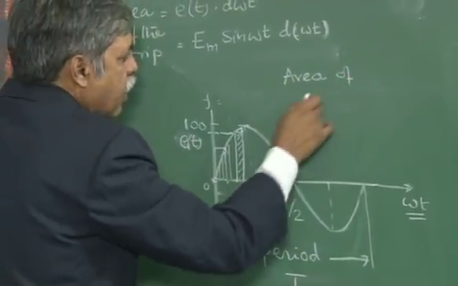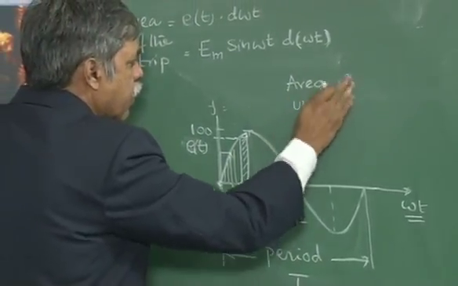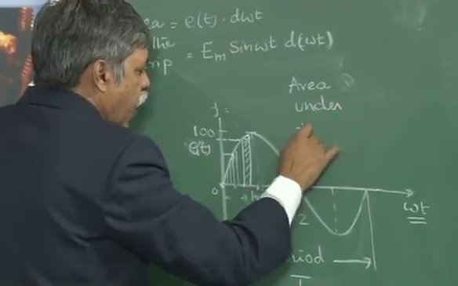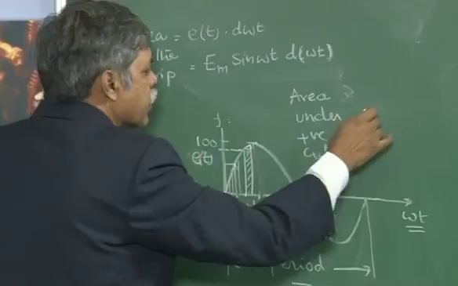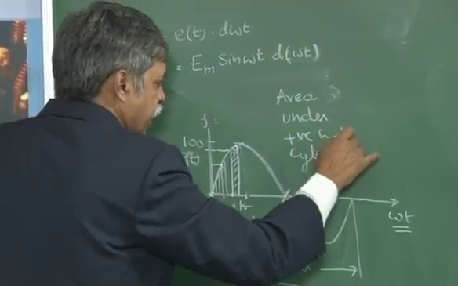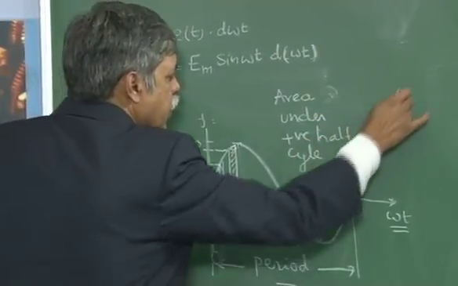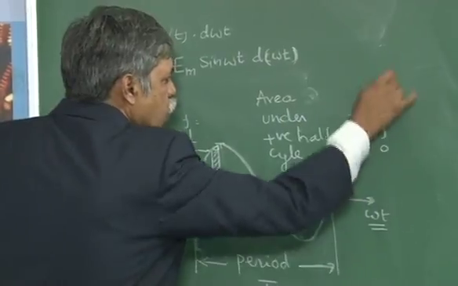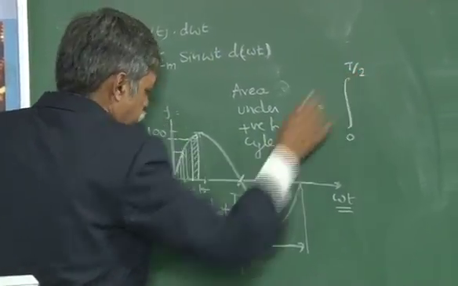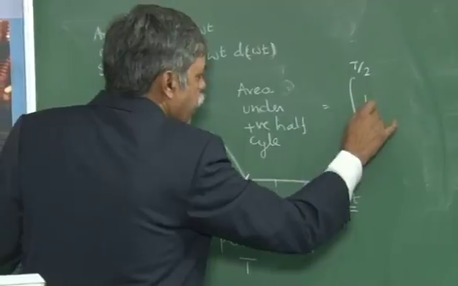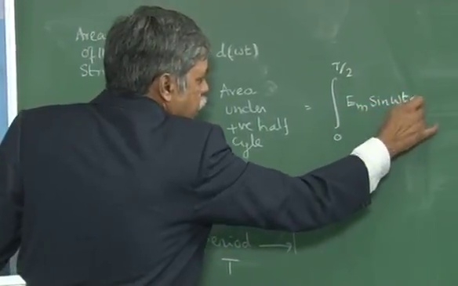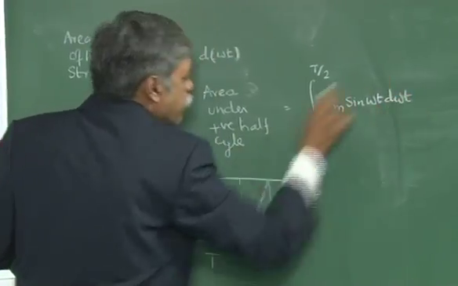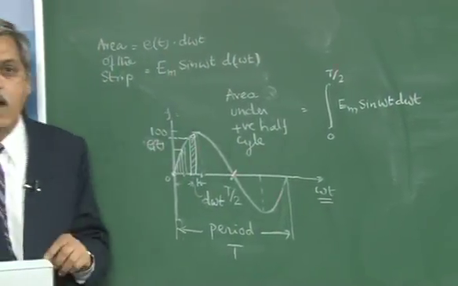This addition can be represented by an integral. Area under the positive half cycle, let us write, is equal to the integral from 0 to T/2 of Em sin omega t d omega t. This is the area under the half cycle.